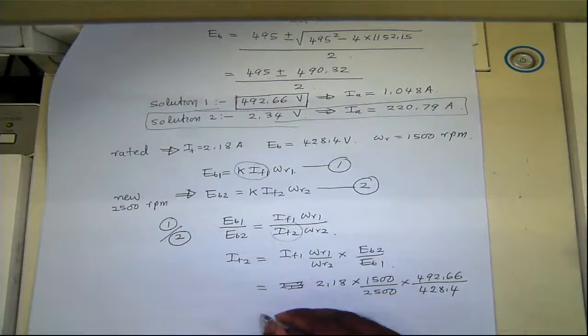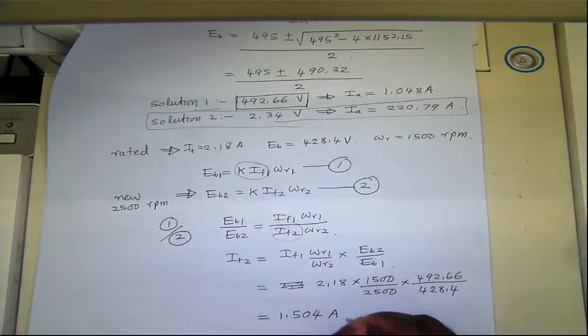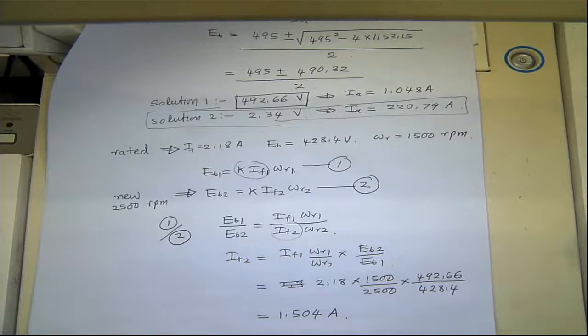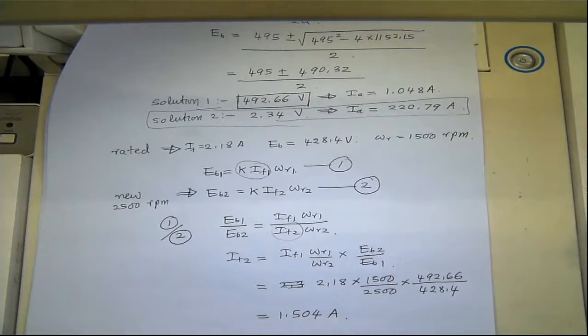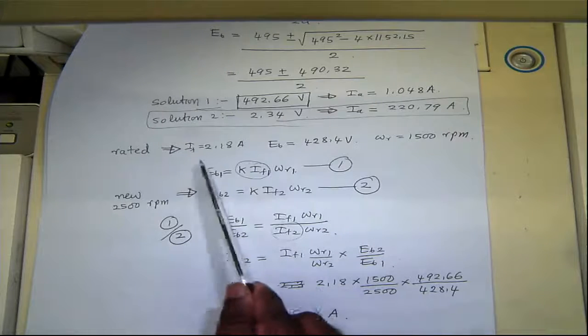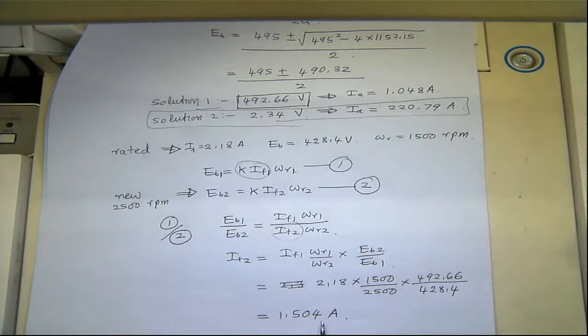So the new field current is 1.54 amperes. That's the new field current. So you drop the field current from 2.18 to 1.5, and then that will allow the motor to speed up under no load conditions to 2,500 RPM.